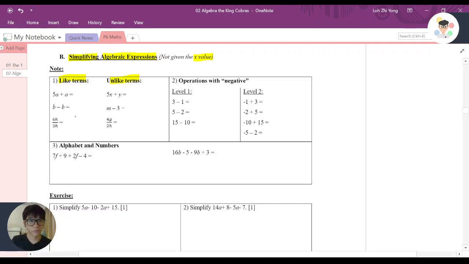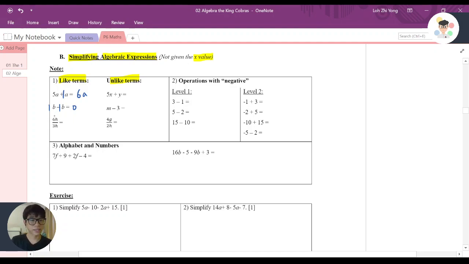So for example, 5a plus a. You know that a actually means 1a, right? That's why 5a plus 1a is equal to 6a. Something that's very simple. The next one, b minus b. We know that b minus b basically means 1b minus 1b. So 1 minus 1 is 0. That's why here is also 0.